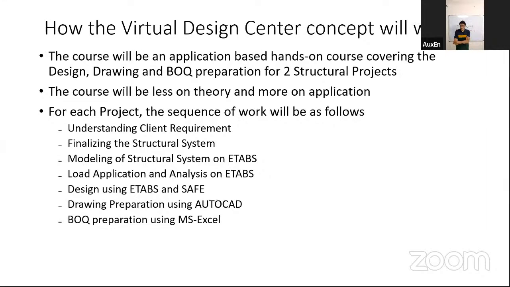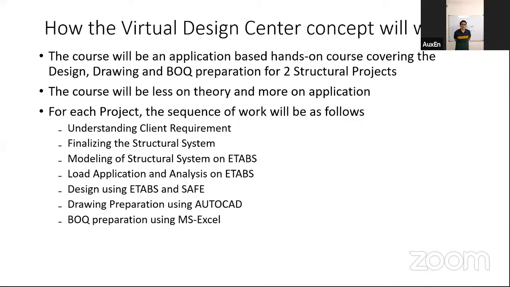Now, for each residential or commercial project that we take up, the sequence that we will be following is that we will first start by understanding the client requirement. So how do we understand the client requirement? By looking at the architectural planning. If it is a commercial or residential structure, we start by understanding the requirement through architectural drawings. If it is an industrial structure, you will start by understanding the mechanical requirements of the project. So first you have to understand the requirements, and this is the sequence that we generally follow in any design office also.